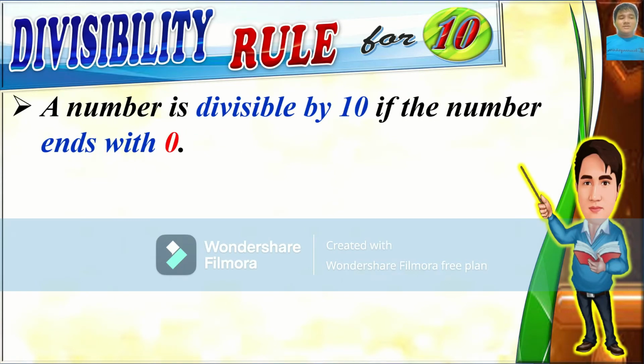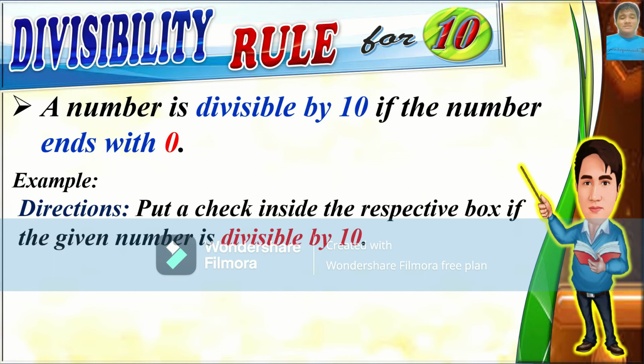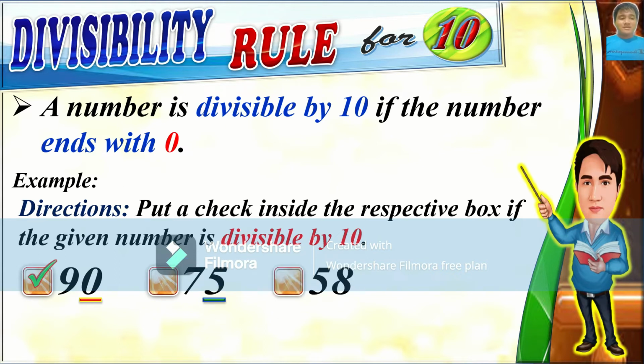Okay, let's move on to the divisibility rules for 10. A number is divisible by 10 if the number ends with 0. It means if the number ends with another number rather than 0, it is not divisible by 10. So, is 90 divisible by 10? Yes, because it ends in 0. Is 75 divisible by 10? Of course not, because it does not end with 0.